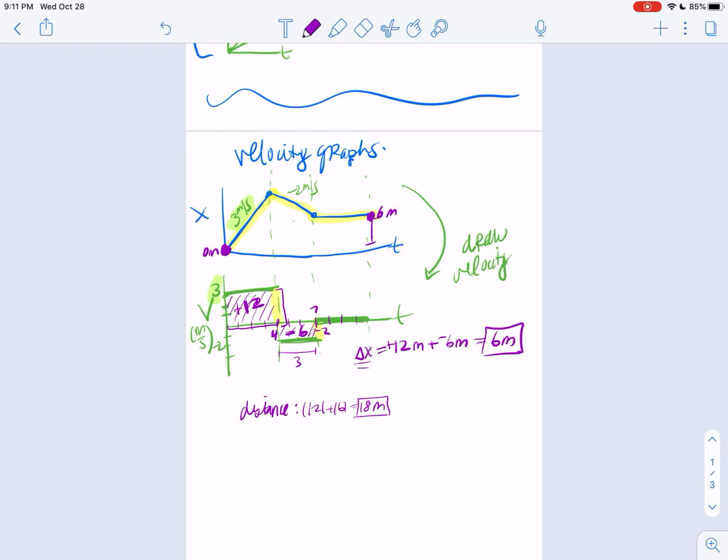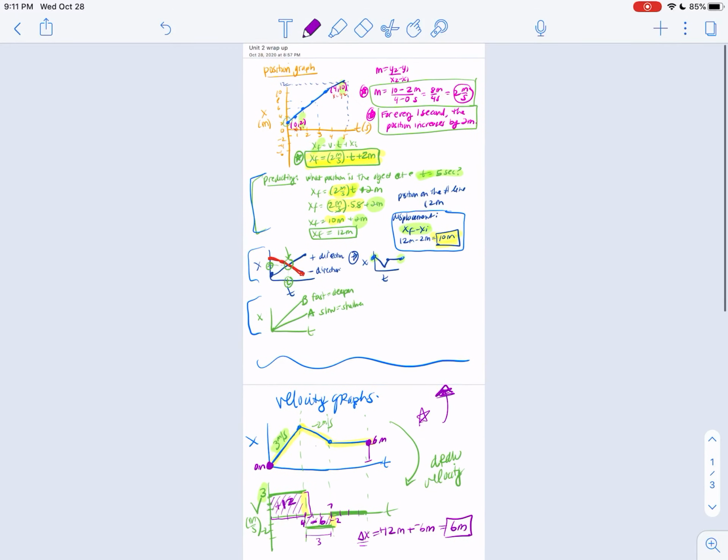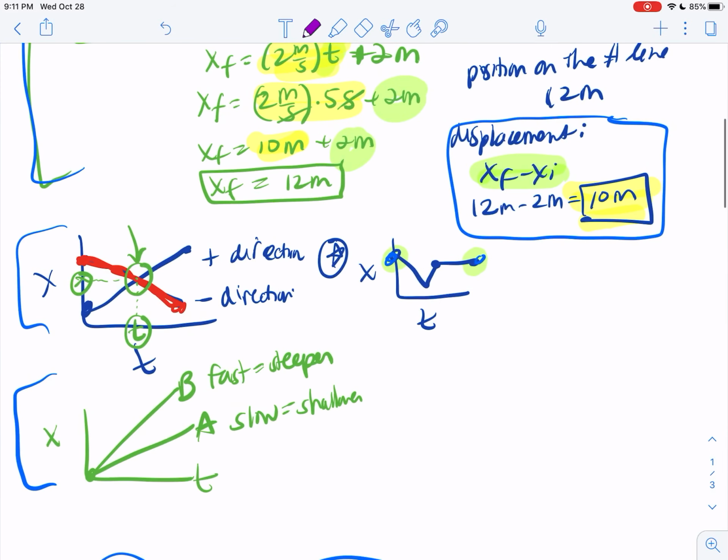It's a harder skill to start with the velocity graph and draw the position graph. That's a tougher skill, so that's on the medium spicy level. We won't actually make you do that on a test or on a project. So there is your wrap-up notes.